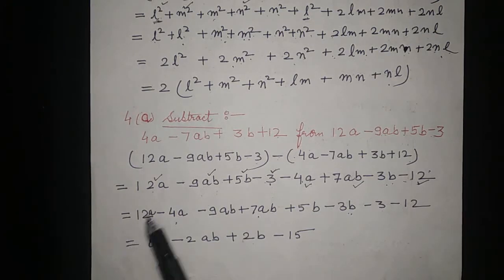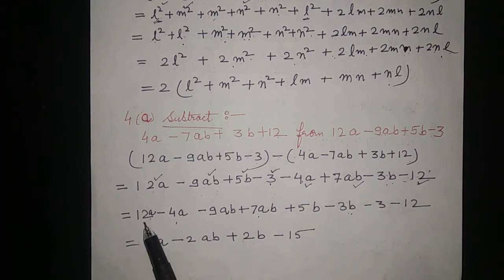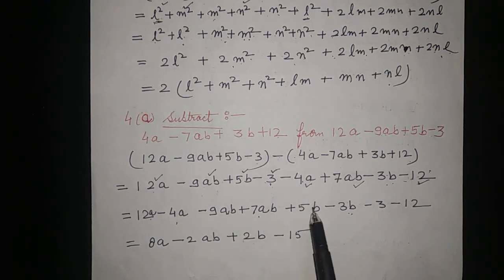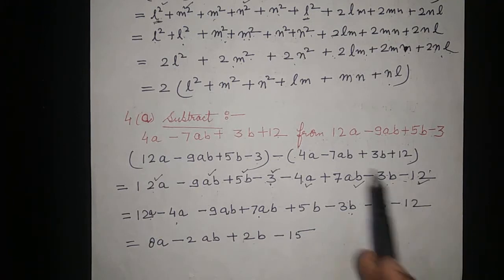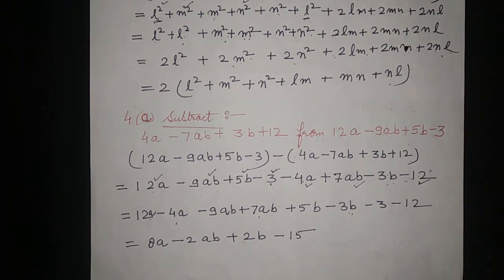After collecting all the terms, if you want, you can count the terms, whether you have arranged all the like terms or not. So 1, 2, 3, 4, 5, 6, 7, 8. Here also 1, 2, 3, 4, 5, 6, 7, 8. It means you have arranged all the like terms together. Now we will solve it.